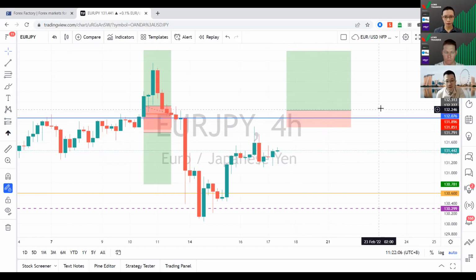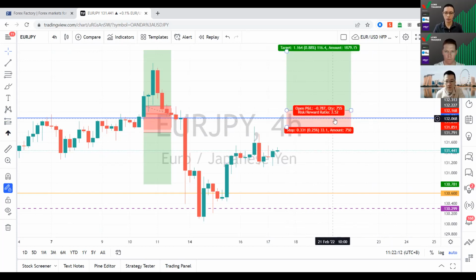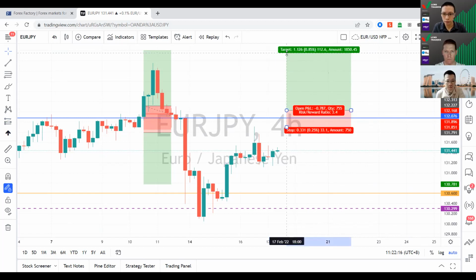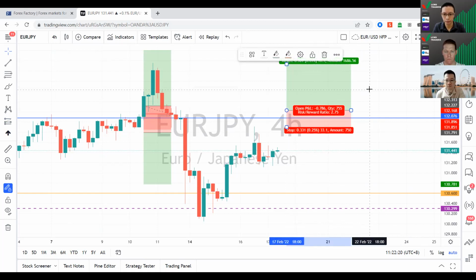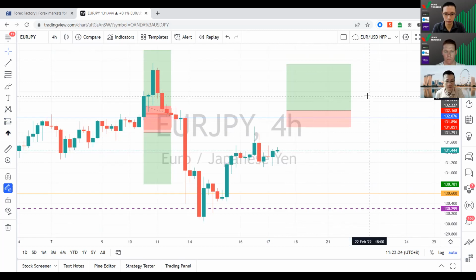So if we do see it track above 132.20, you could have a 30 pip stop loss. I wouldn't go as far as 100 plus. I would say even a 90 pip take profit level. You would have a 1:3 risk-reward ratio towards the upside for the euro yen. This is on the H4 time frame.